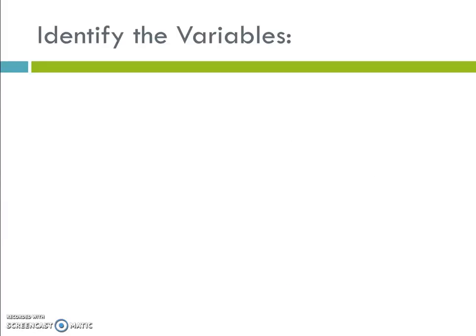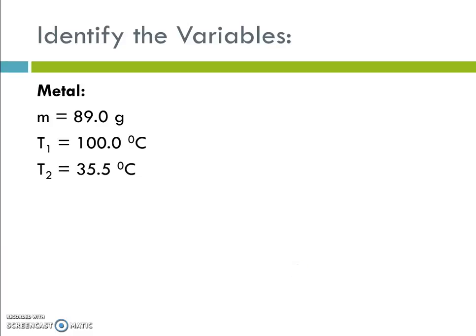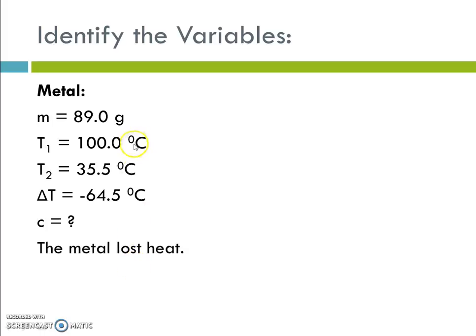First off, always identify the variables. So starting with the metal, its mass is 89.0. The initial temperature was 100. The final temperature was 35.5, and remembering that delta T is always T2 minus T1, we end up with a delta T of negative 64.5. And it is a negative number because T2 is lower than T1. What does that mean? Well, we're solving for C, and what it means is that the metal lost heat. Its final temperature was lower than its initial temperature.